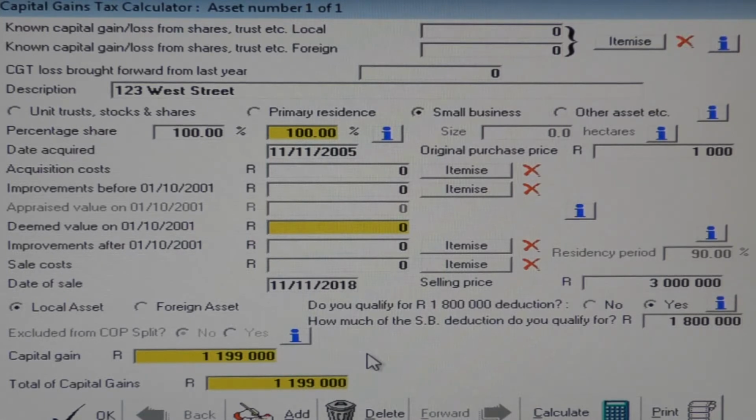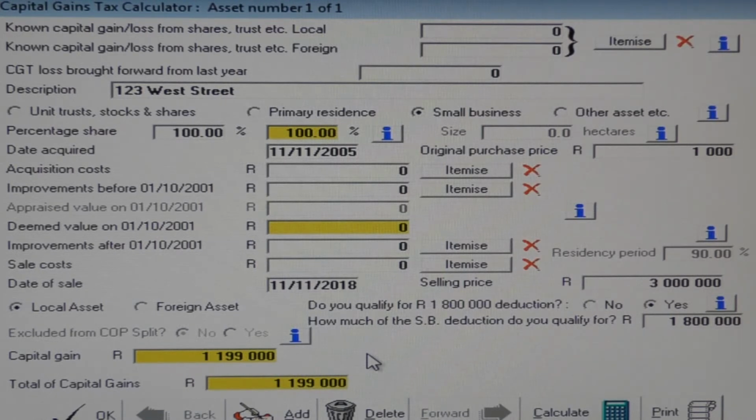Starting again with a different taxpayer who started a small business in 2005 with 1,000 rand and sold it recently for 3 million. We can enter these details as well as acquisition costs, improvements, etc. into the CGT calculator, and it will work out our profit for capital gains. We may be entitled to a deduction of 1.8 million once in a lifetime, depending on conditions.